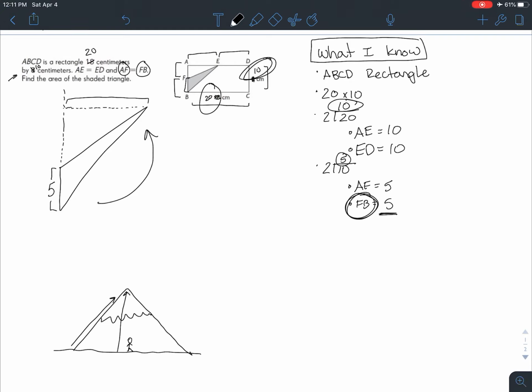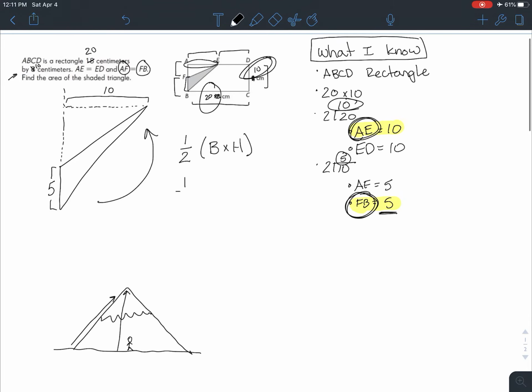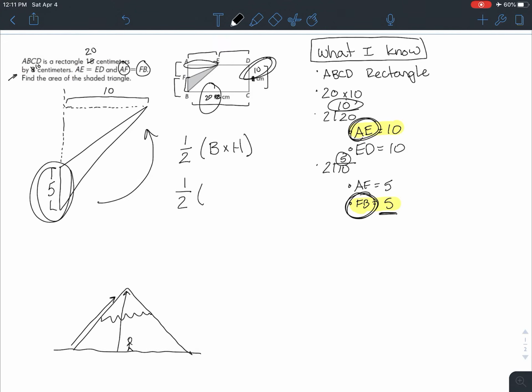Now here's what's cool. We already know that. If we look right here, this AE side and this FB side are giving us the lengths that we need. So this would be 10, that would be 5. Now we also know that the area of a triangle is 1/2 base times height. So now this is really easy. All we need to do is 1/2 base, which is 5, times height, which is 10.